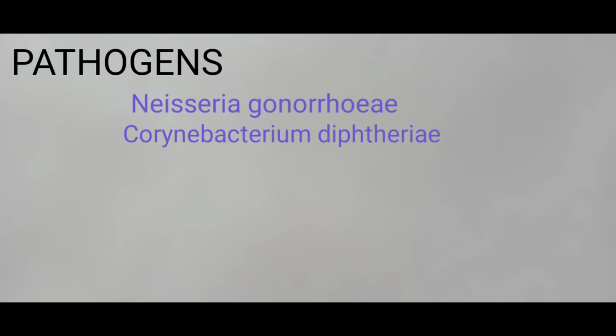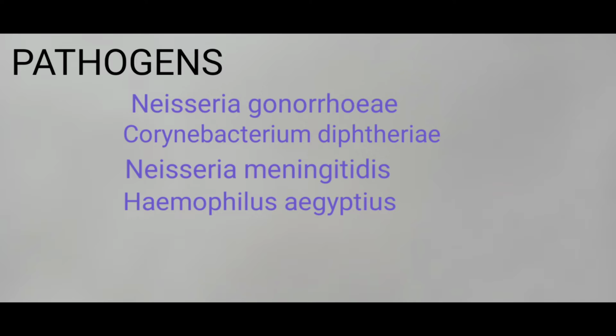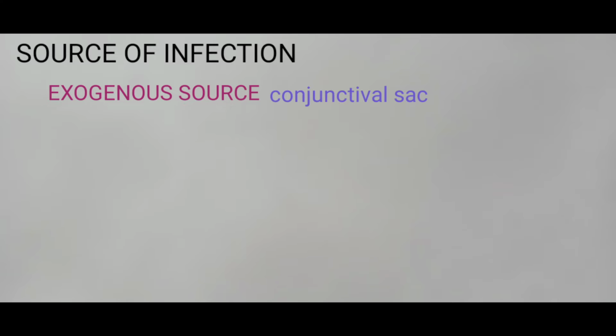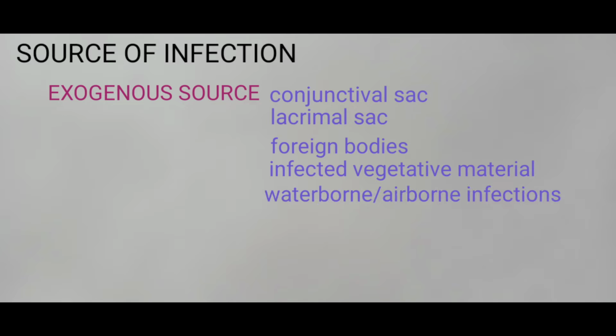Then pathogens. First is Neisseria gonorrhoeae, Corynebacterium diphtheriae, Neisseria meningitidis, Haemophilus aegyptius, and lastly the Listeria species. Source of infection is exogenous sources. In that, first comes congenital lacrimal sac, lacrimal sac, foreign bodies, infected vegetative materials, and waterborne and airborne infections.